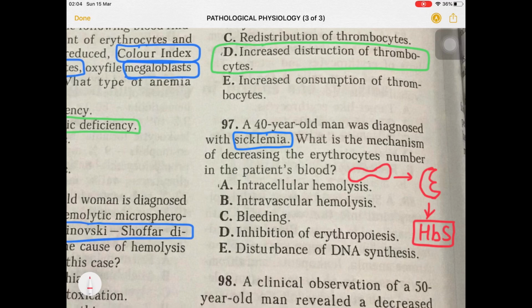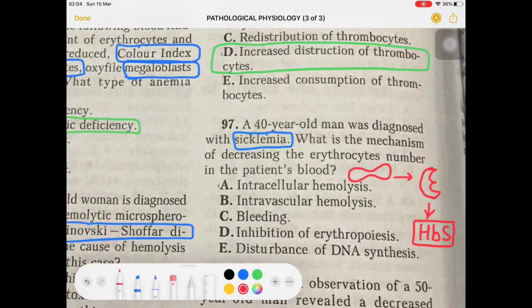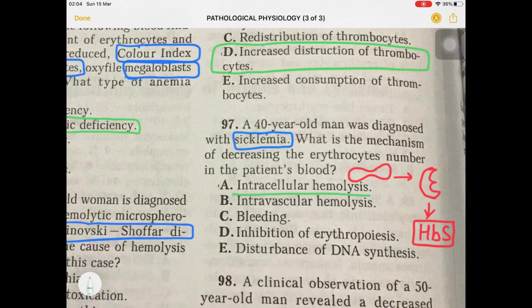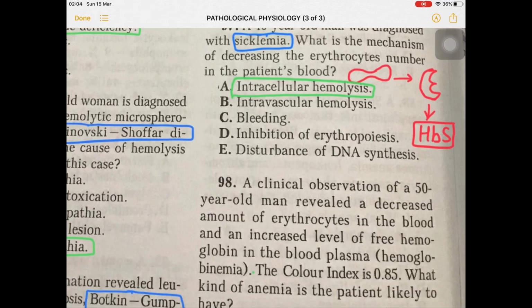That is inside the cell. So intracellular hemolysis is going on, right? Which hemolysis? That is the intracellular hemolysis going on, right? Moving further, question number 98.